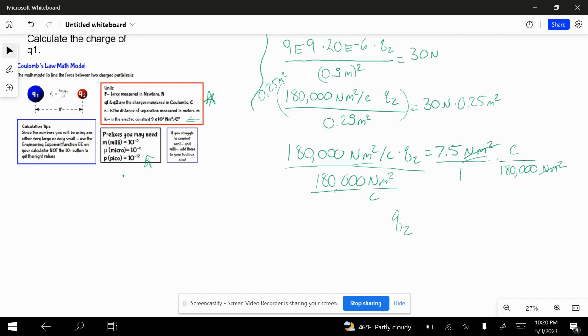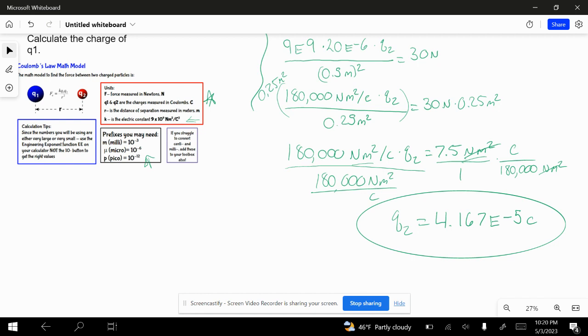So Q2 is equal to, so we have our answer divided by 180,000, and we get 4.167 E negative 5 coulombs. And coulombs is what we have left. So there's our charge.